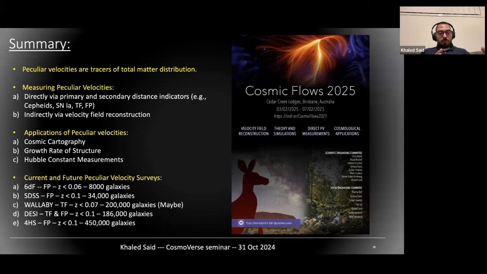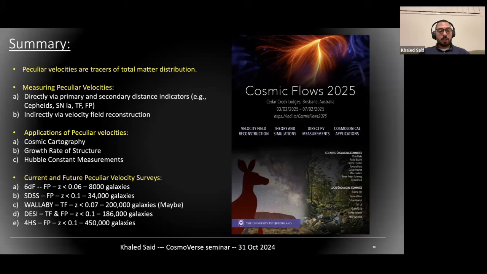So to summarize all the peculiar velocity surveys that we currently have and will have in the future, we have the 6dF that has been the gold standard for over a decade, and that was only 8,000 galaxies, and that goes only to a redshift of 0.06, and that's only in the south. And you have the SDSS fundamental plane, which was very recently published by Colin Howlett and myself. We published a catalog of 34,000 galaxies, and that goes to a redshift of 0.1. And that's basically in the north.